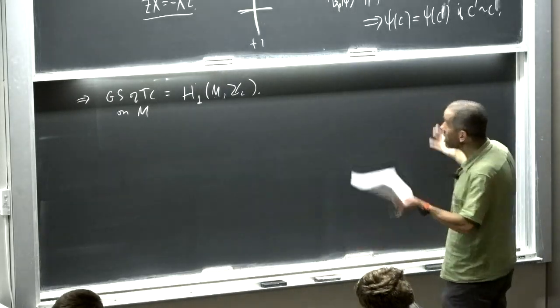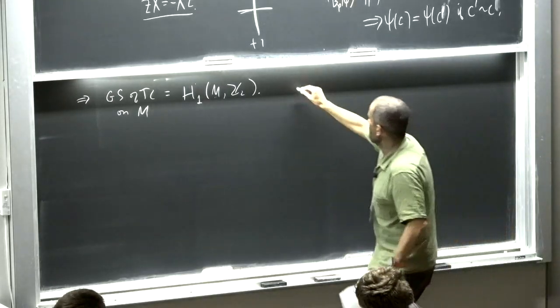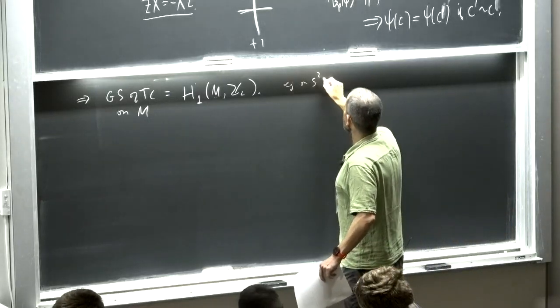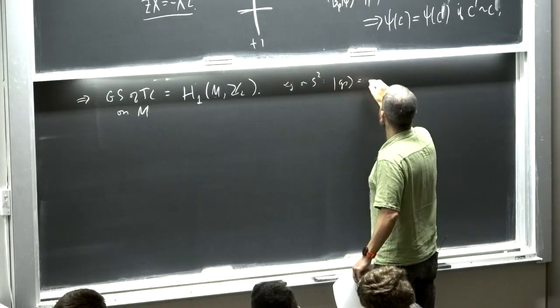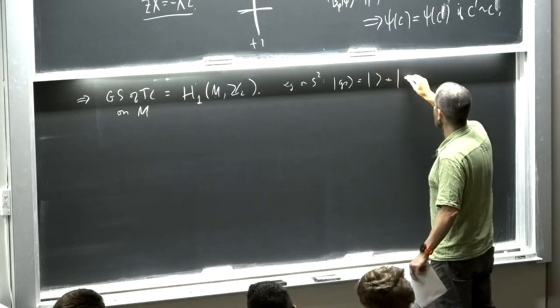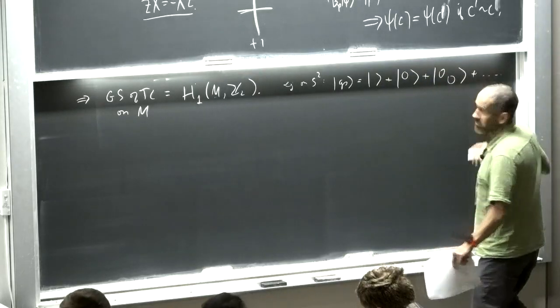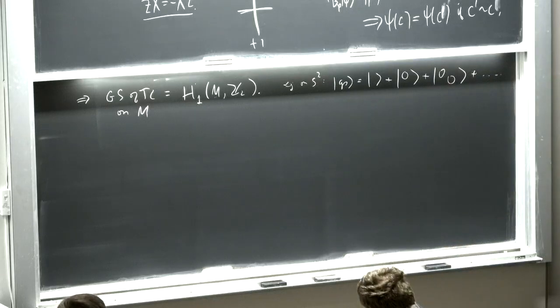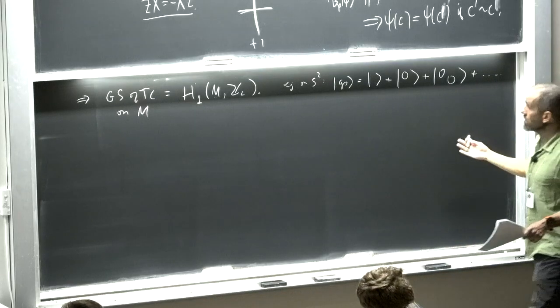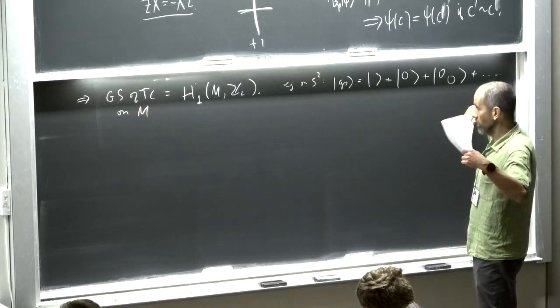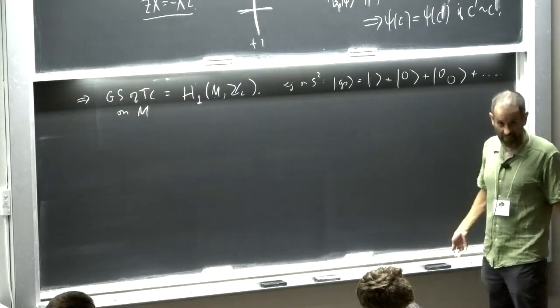Okay. So in particular, if we're studying the system on a simply connected thing like a sphere, there's a unique ground state, which is, now I really will draw the loop, a superposition of loops.